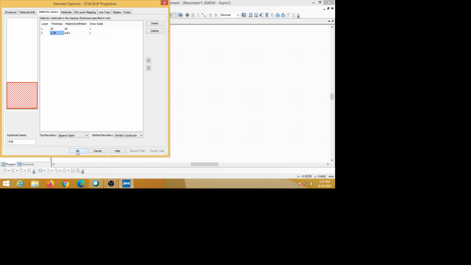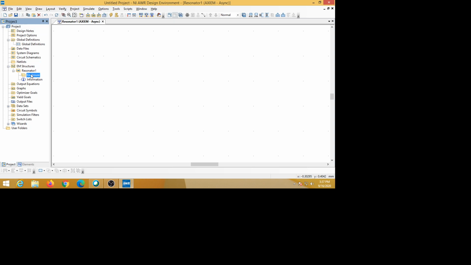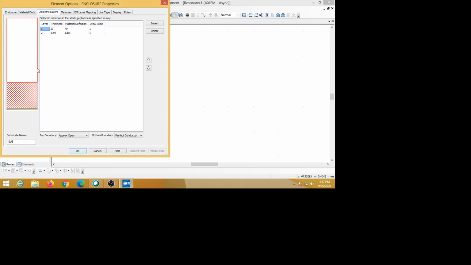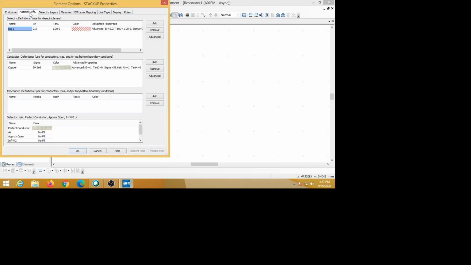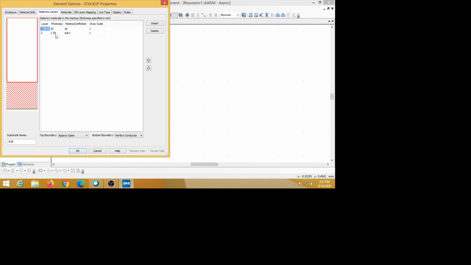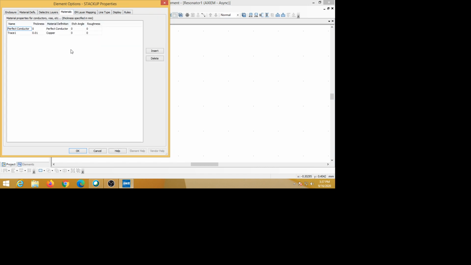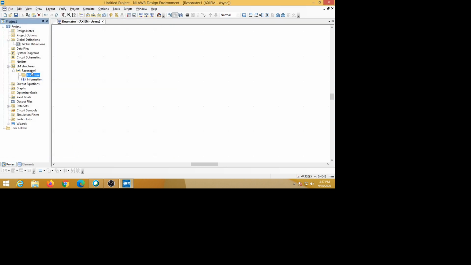Now we have to go to the enclosure, where we define the material properties. If you click on enclosure, the edit option comes, where we have to define the grid, adjust the material, and provide the thickness for the dielectric and copper like this, then click okay. So resonator 1 we are doing is a microstrip structure, and we defined all the parameters and material properties in the enclosure. Now our structure is ready, and the materials and everything are defined.